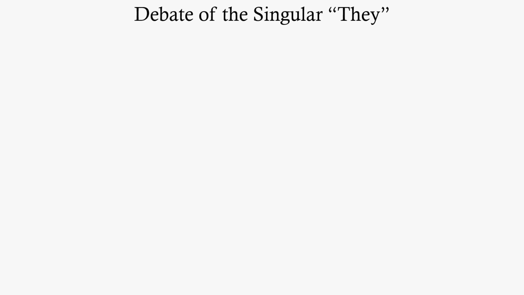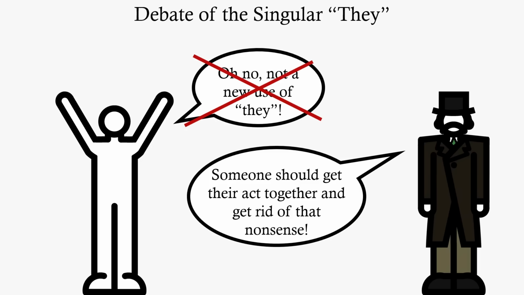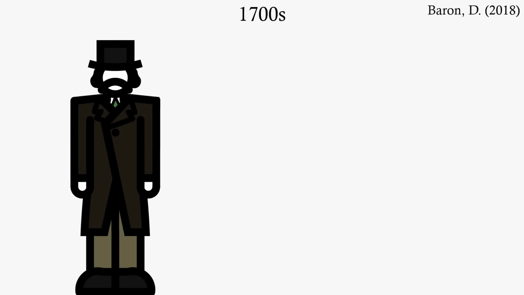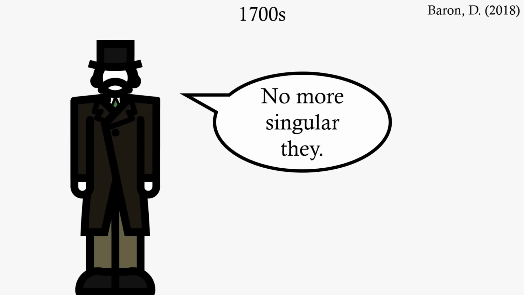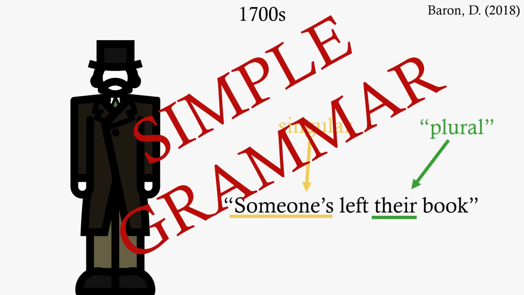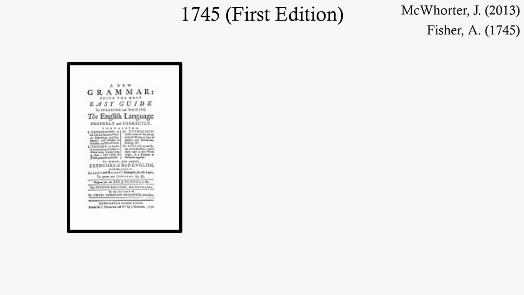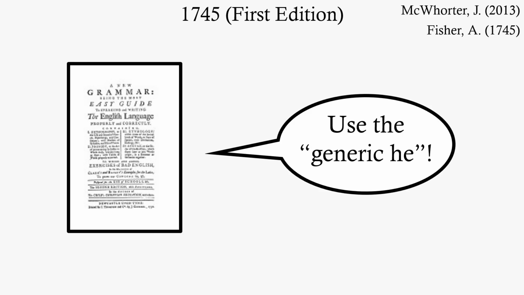See, since its beginning, the debate around the singular they was not about stopping some new crazy word from entering the English language, but rather about ejecting an existing form on the basis of it supposedly being ungrammatical. In the 1700s, nearly 400 years after its introduction, certain grammarians started arguing that singular they had to go. Why? Because a singular antecedent can't take a plural pronoun. It's simple grammar. The first recorded instance of this is in Anne Fisher's A New Grammar, published in 1745. What she proposes instead is the use of the generic he.